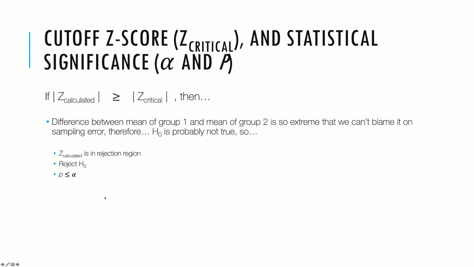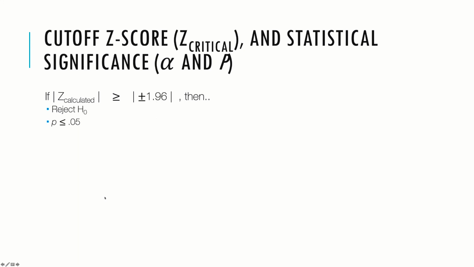And if our alpha is 0.05, we just plug in 0.05 for alpha. So if z calculated is greater than or equal to 1.96, then we reject the null, it's in the rejection region, P is less than 0.05. If we change this to an alpha level of 0.01, we change out this value for z critical, and it's just 2.58. We change it to P is less than 0.01.